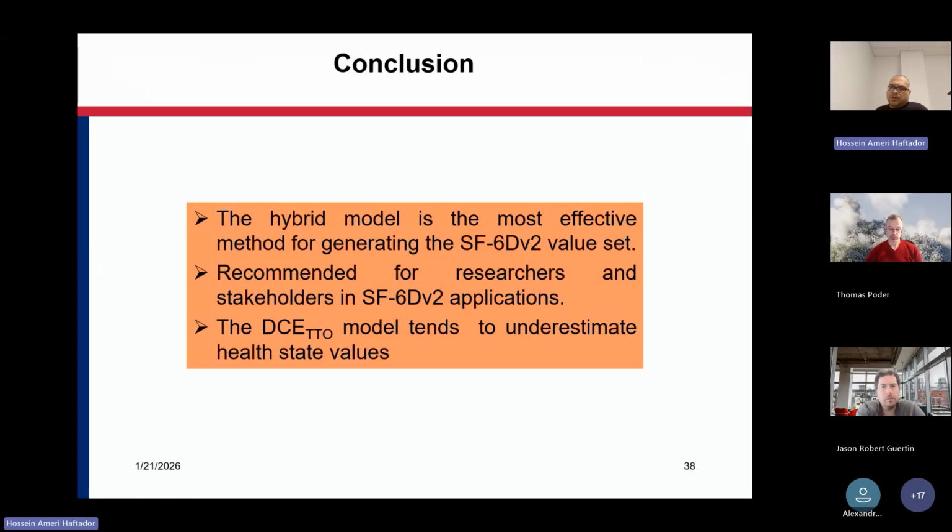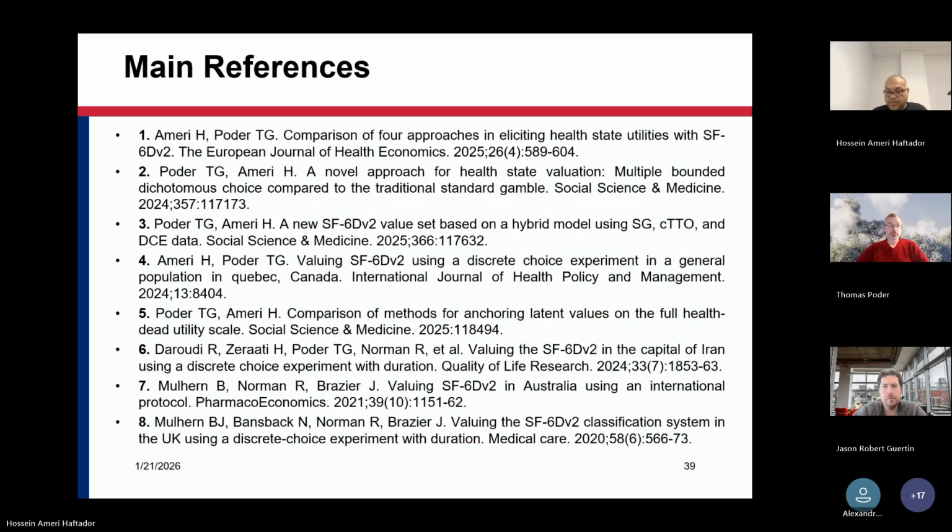Conclusion: the hybrid model is the most appropriate method for generating a value set for SF-6D version 2 in Quebec. This approach is recommended for researchers and stakeholders. DCE TTO, as the most commonly used method among researchers, tends to underestimate the health state value set in this study.